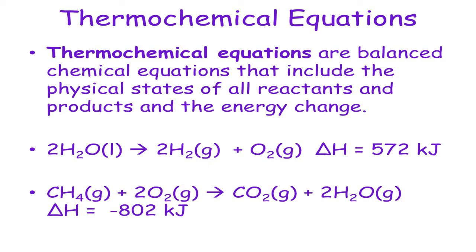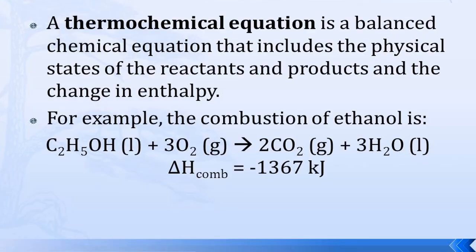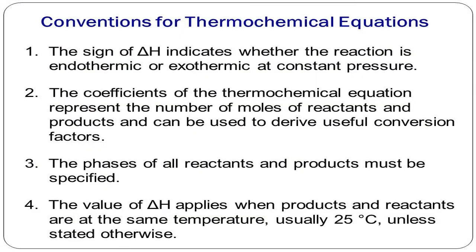In the same way, this combustion of methane is also an example of a thermochemical equation where all the conditions are fulfilled. Now this is the thermochemical equation for combustion of ethanol to give carbon dioxide and water. It is a balanced chemical equation, states are mentioned and enthalpy change is mentioned. So it is an example of a thermochemical equation.